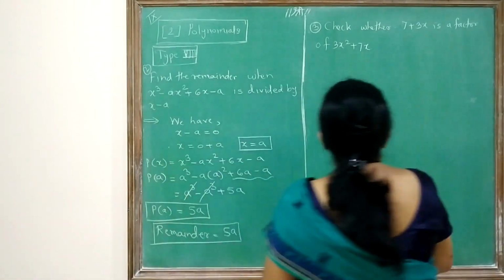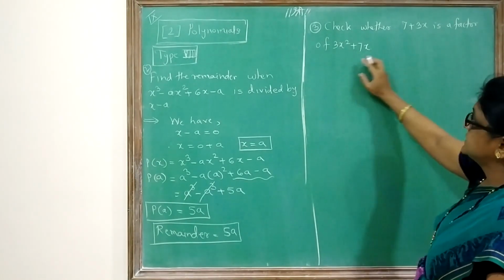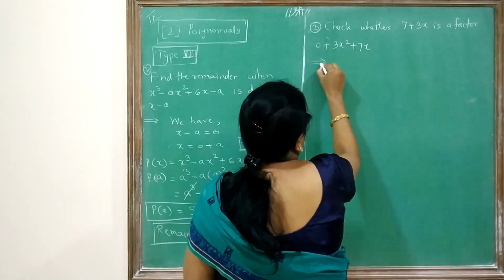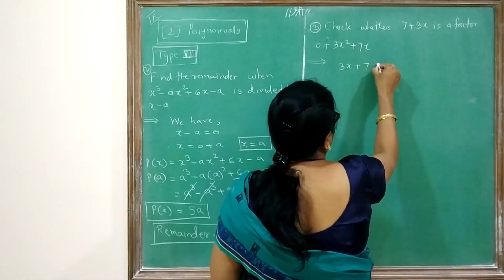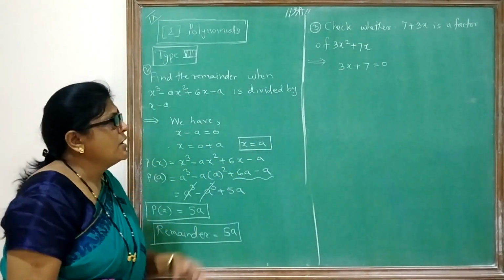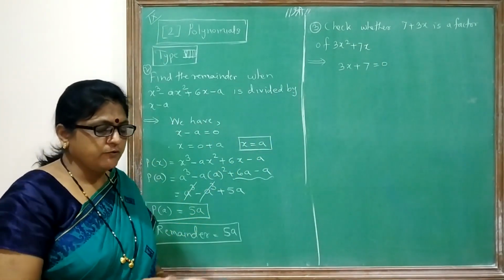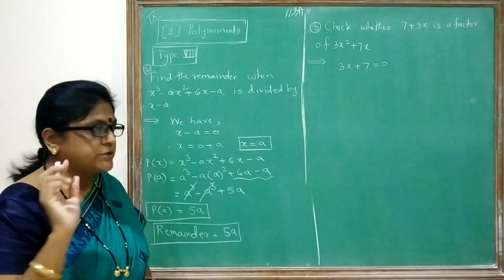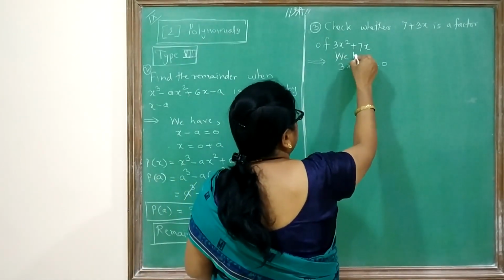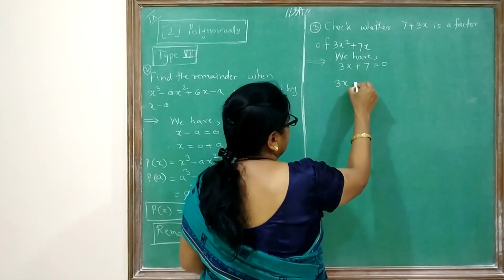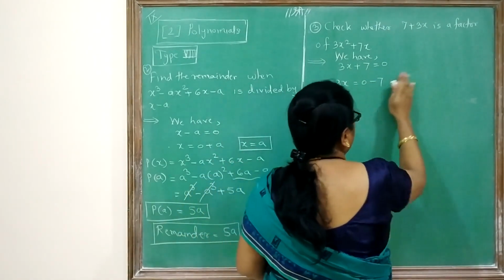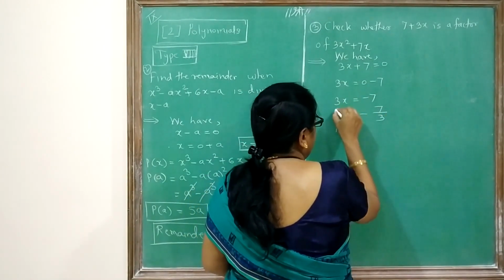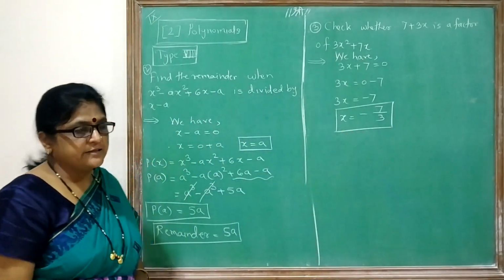See your next example. Check whether 7 plus 3x is a factor of 3x square plus 7x. Then 3x plus 7 equal to 0. First we will rearrange: you will write 3x plus 7 equal to 0. Then 3x equals 0 minus 7, that is 3x equals minus 7, and then the value of x is minus 7 by 3.